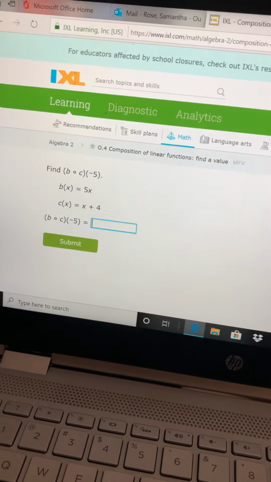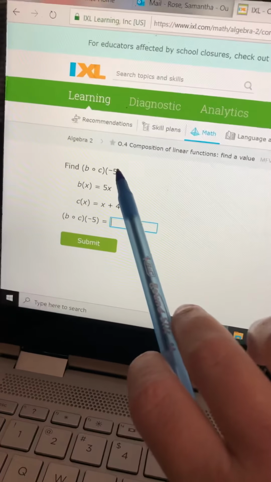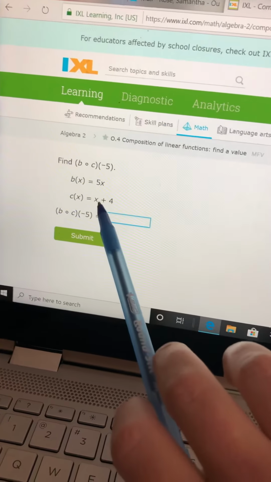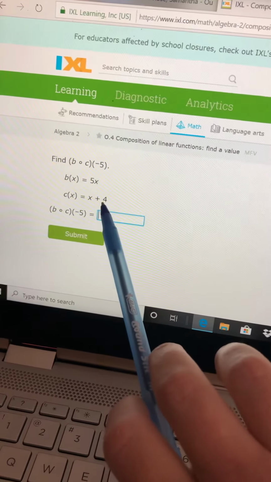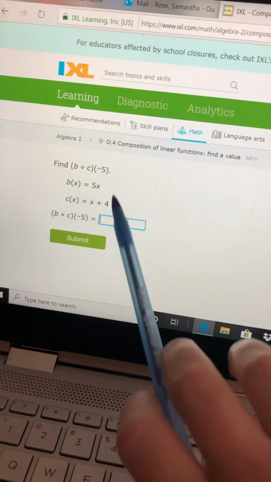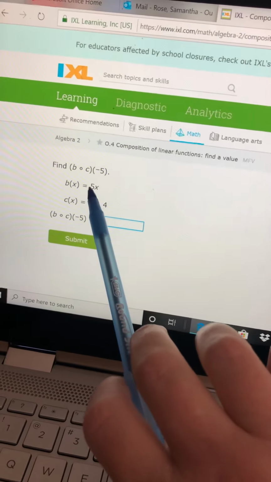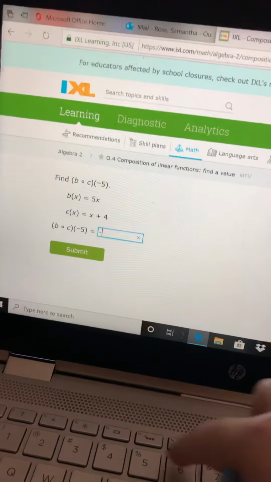Same thing here, like on this problem, you would do c of negative 5, so you plug negative 5 in here. So negative 5 plus 4 is what, negative 1? You take the negative 1 and plug it in here. So 5 times negative 1 is negative 5.